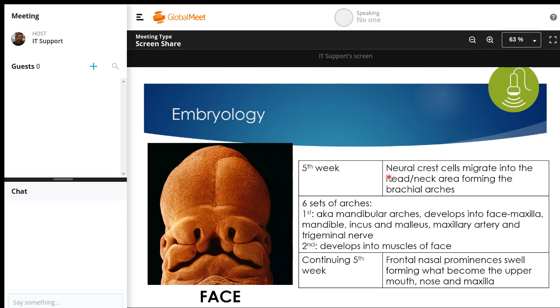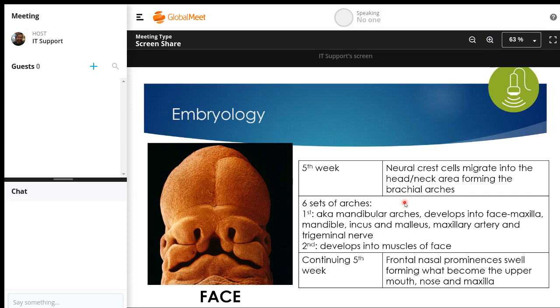So in the 5th week, the neural crest cells migrate into the head and neck area, forming the branchial arches. There are 6 sets of arches when we talk about these branchial arches. The first, also known as the mandibular arch, develops into the face, maxilla, mandible, incus and malleus in the ear, maxillary artery, and trigeminal nerve. So this is an important arch, obviously. And then the second arch develops into the face muscles.